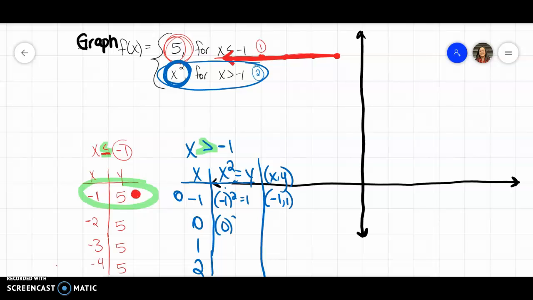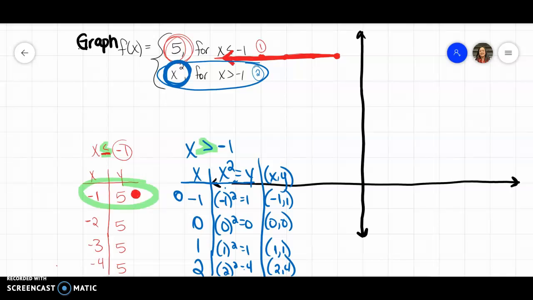For 0, I have 0 squared, which is 0. So my ordered pair is 0, 0. For 1, I have 1 squared, which is 1. So my ordered pair is 1, 1. And for 2, I have 2 squared, which is equal to 4, which gives me 2, 4. And if I graph that, what will I have?